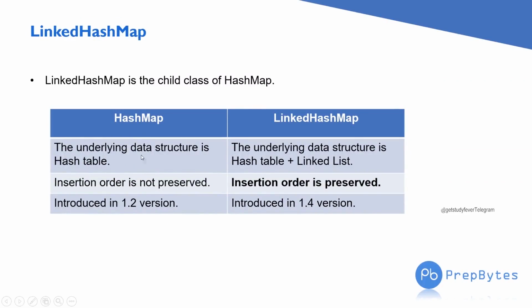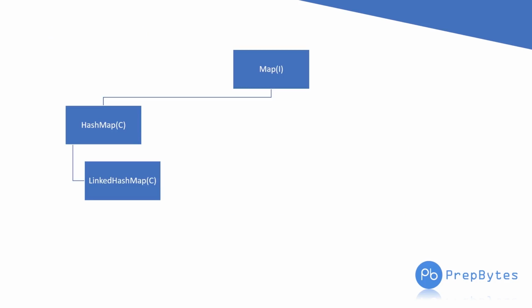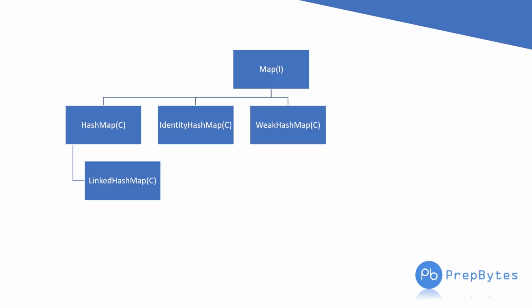Hash map was introduced in version 1.2. Linked hash map was introduced in version 1.4, and these are the same differences as we have seen in hash set and linked hash set. So this completes my map, my hash map, my linked hash map. Now we will see identity hash map and weak hash map. After these two, the hash map topic will be completed and we will move forward to sorted maps.